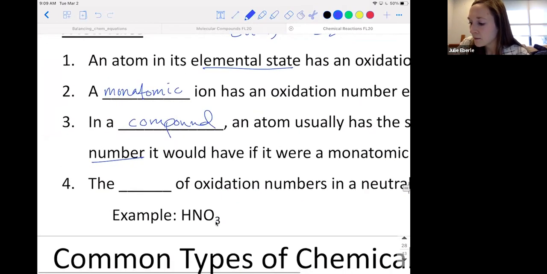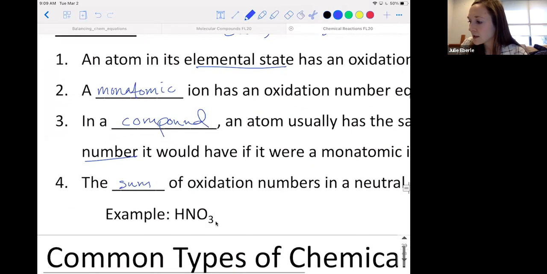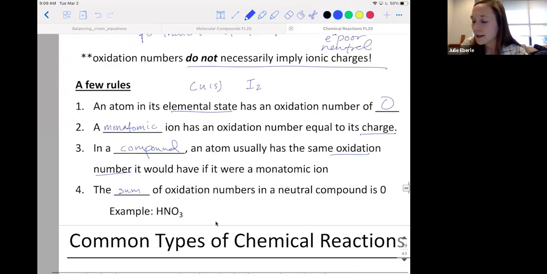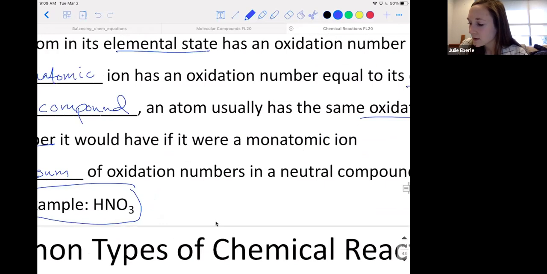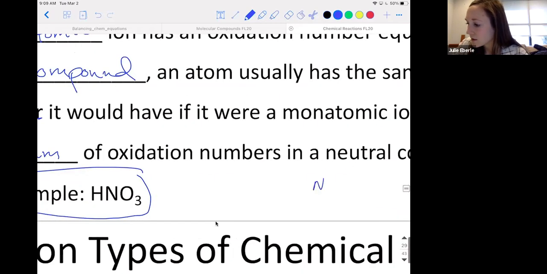And then the sum of oxidation numbers in a neutral compound is 0. This example is walked through in your book very, very nicely, okay? Because again, sometimes you're going to see the oxidation numbers do not follow charges. If we were to look at this, okay, you have a nitrogen, and I'm not going to draw all the bonds exactly correctly, but this is how the compound looks. There's some double bonds in there, but just ignore those for now.